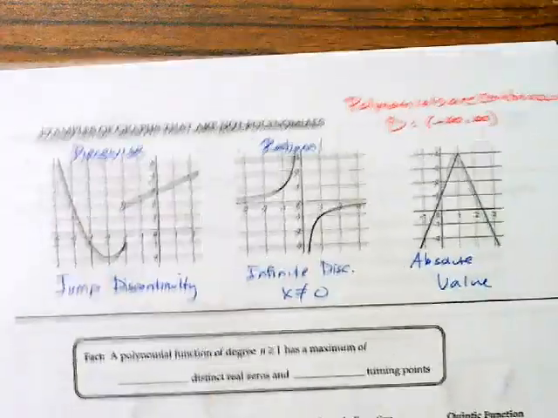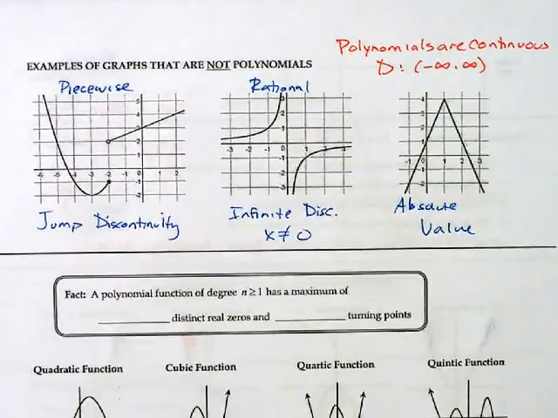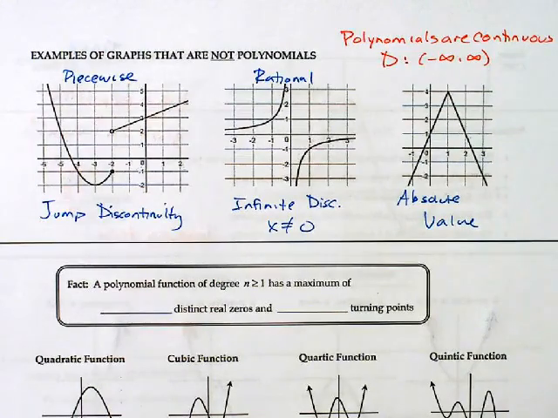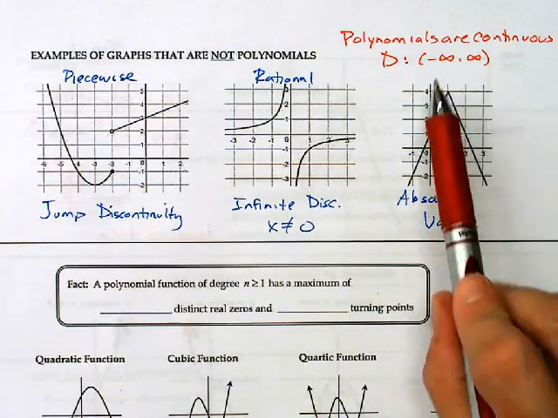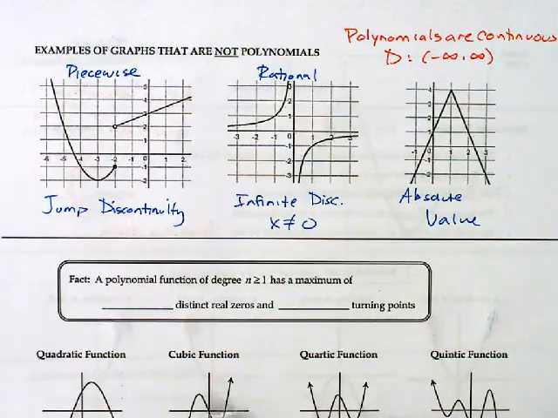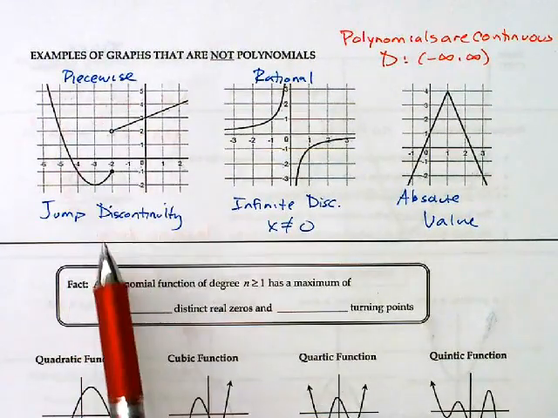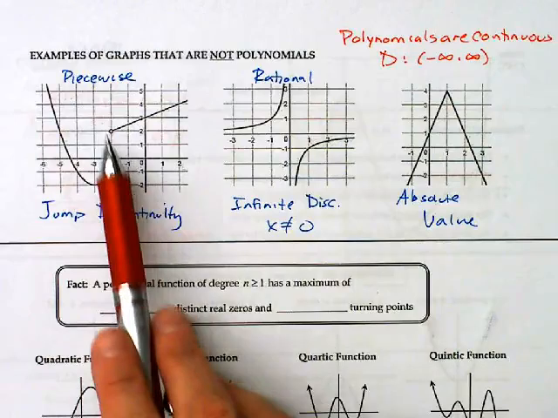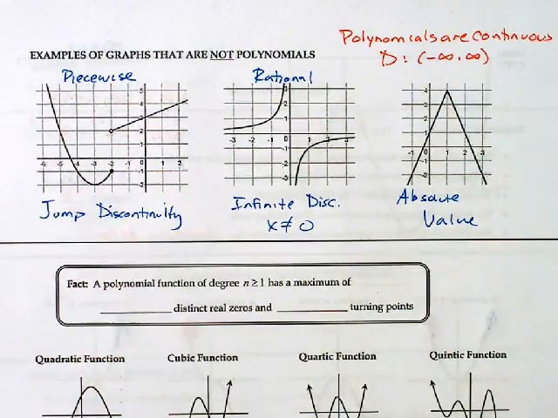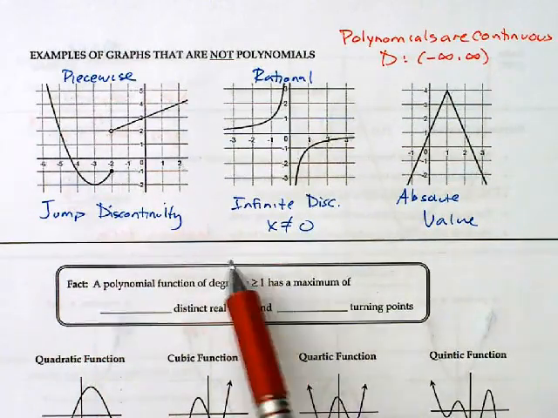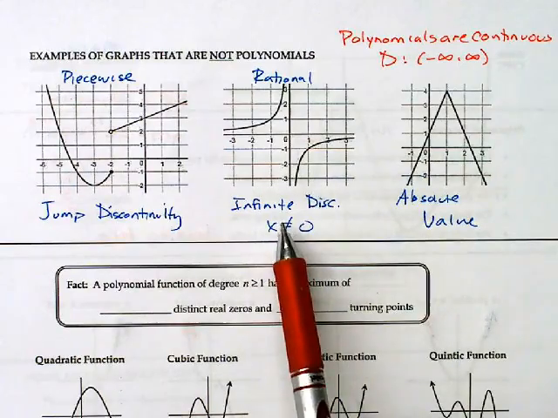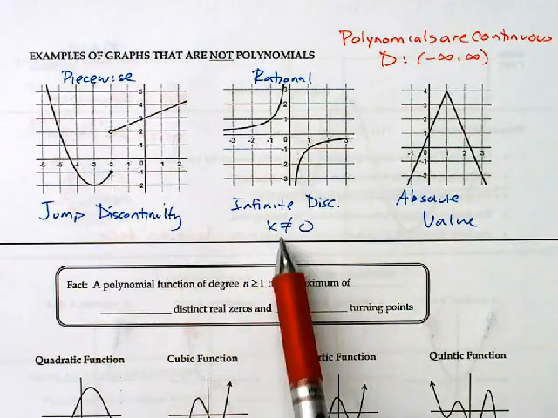And I just wanted to pause for a minute while we are talking about polynomials and address some graphs that are not polynomials. Let's remember polynomials are continuous everywhere. Their domain is negative to positive infinity. So for example, we have a piecewise function graphed here. It's got a little jump discontinuity, not a polynomial. We have a rational function here. It's got an infinite discontinuity where x can't be 0.